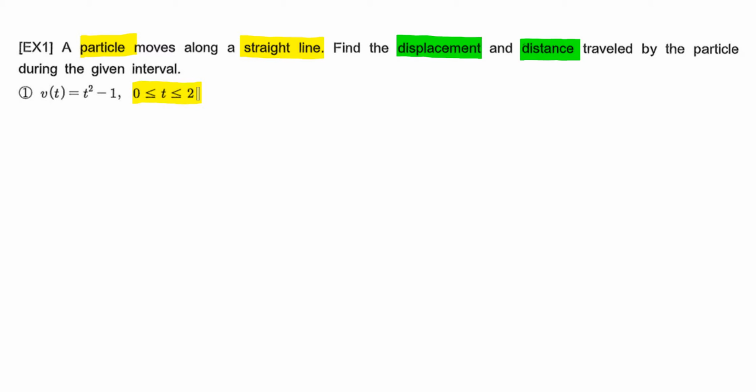At this stage of the course, I would just prefer students to set the integral and then use your graphing calculator to evaluate the integral. So let's find the displacement first. The displacement is essentially the formula of the integral from a to b of v of t dt.